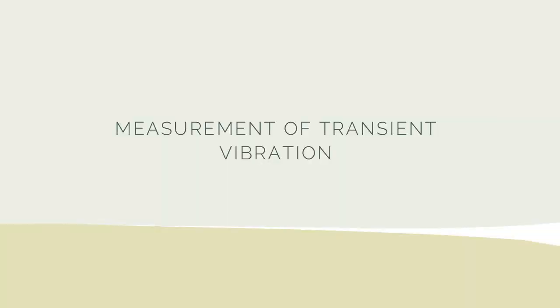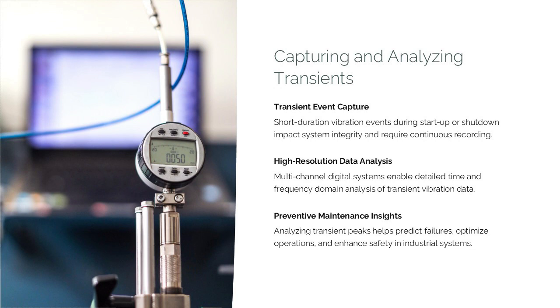Capturing and analyzing transients, measurement of transient vibration. Transient vibration measurement focuses on capturing short-duration events that can significantly impact system integrity. These events may occur during startup, shutdown, or unexpected operational changes. Continuous data recording is essential for capturing transient time histories, as these events are unpredictable and brief.